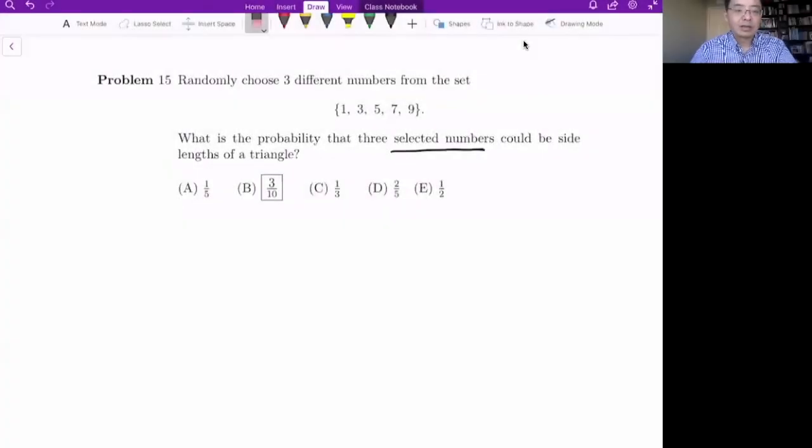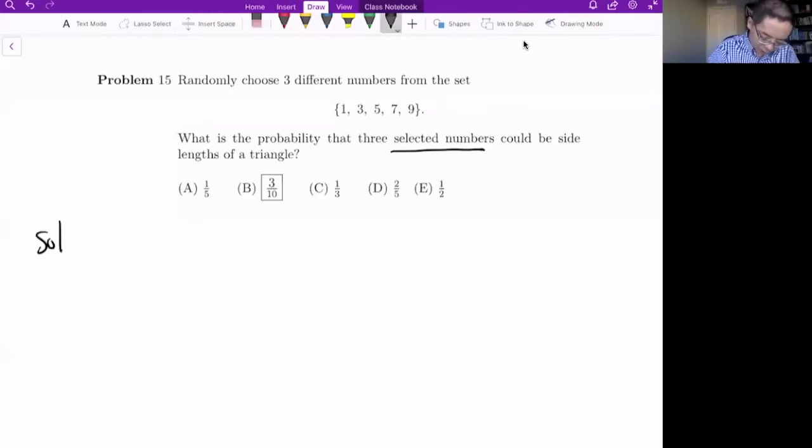Okay, now let's look at problem number 15. Number 15 says we randomly choose 3 numbers from the collection of 5 numbers: 1, 3, 5, 7, 9. The question is, what is the probability that these 3 selected numbers can be side lengths of a triangle?